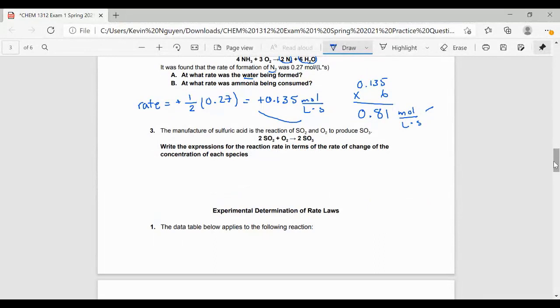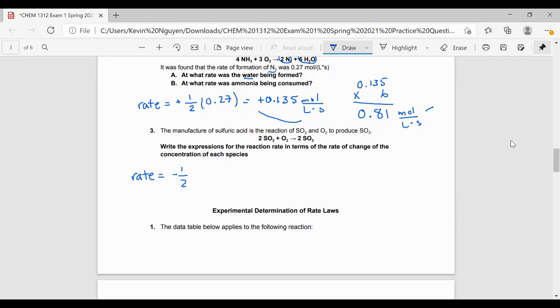The manufacture of sulfuric acid is the reaction of SO2 and O2 to produce SO3. We want to write the expression of the reaction rate in terms of the rate of change of each species. It's very similar to what we were doing earlier on the last question. To relate each of these species to the rate, let's go ahead and do SO2.